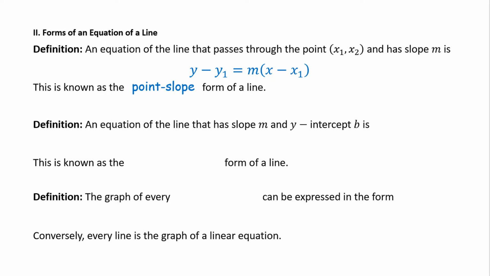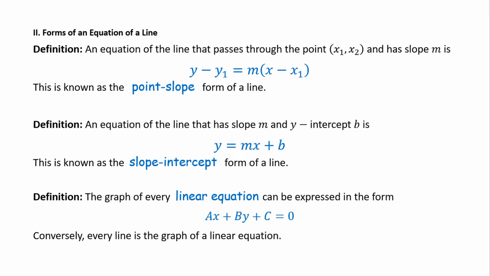Definition. An equation of the line that has slope m and y-intercept b is given by y equals mx plus b. This is known as the slope-intercept form of a line. Definition. The graph of every linear equation can be expressed in the form ax plus by plus c equals 0. Conversely, every line is the graph of a linear equation.